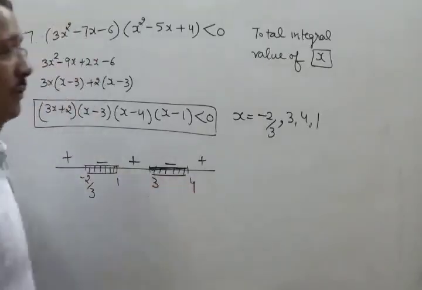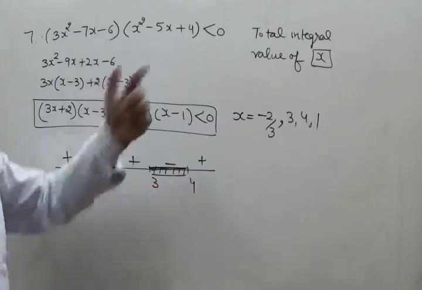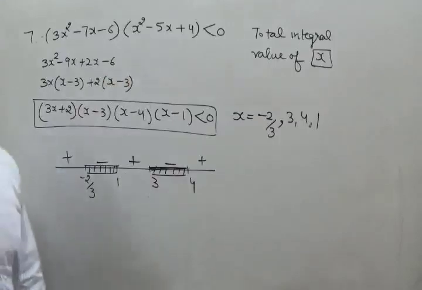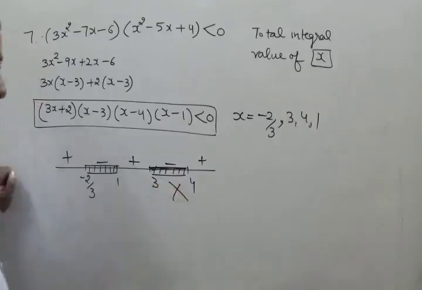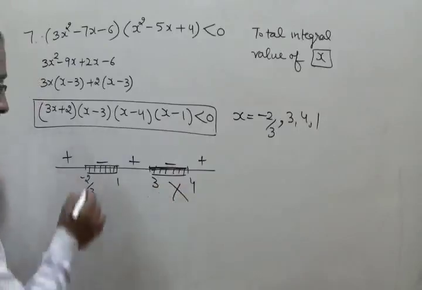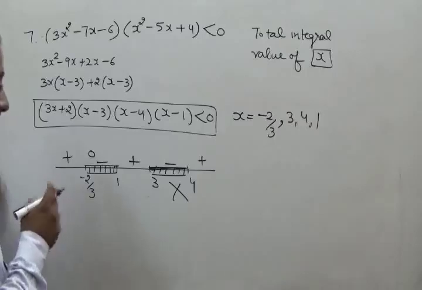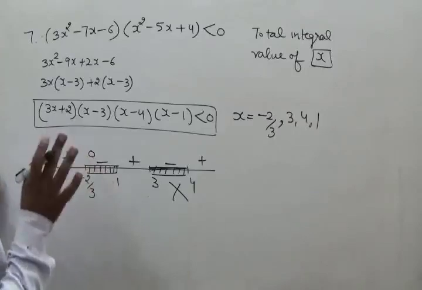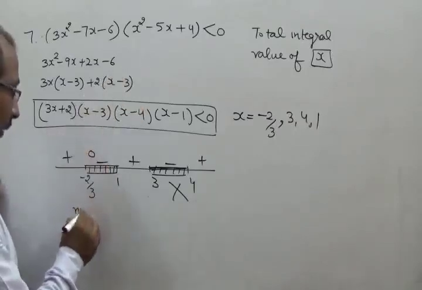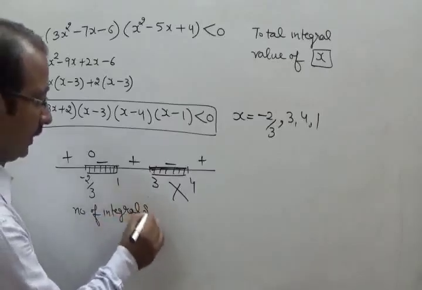Okay. Now if the question is to find the intervals for x, my answer is there. But here my question is: what is the total number of integral solutions, where x is an integer? Between 3 and 4, do you have an integer value of x? No. Between minus 2 by 3 and 1 we have 0. We don't have any other value here. So the only possible solution is 0. So the number of integral solutions for x is equal to 0. That is my answer.